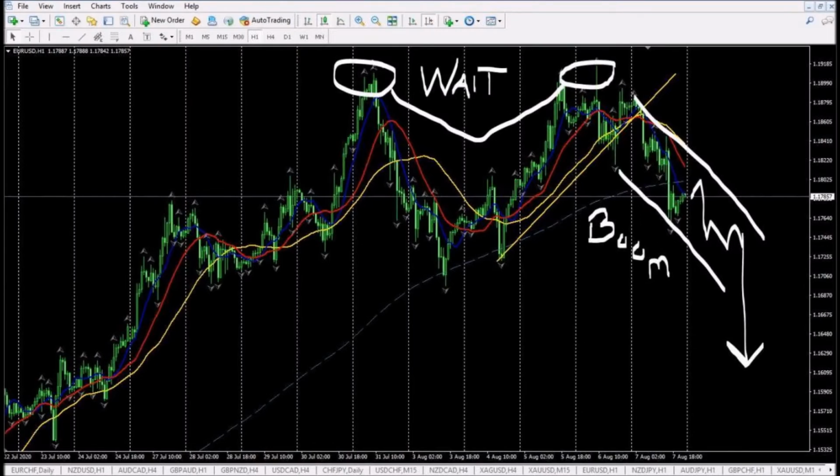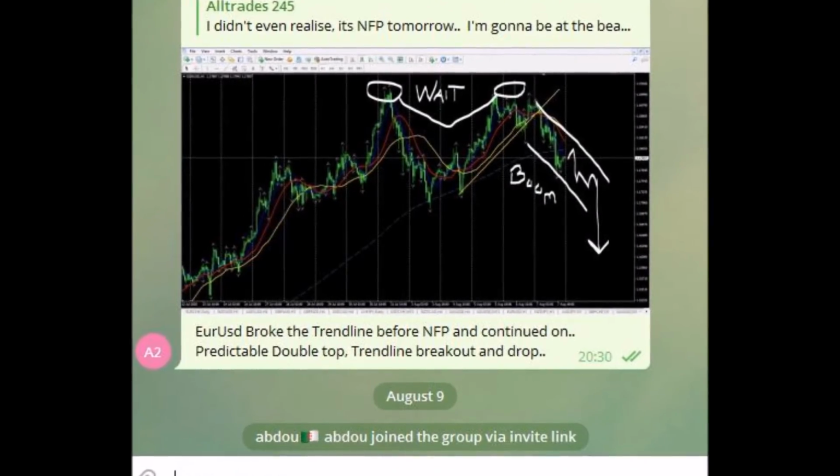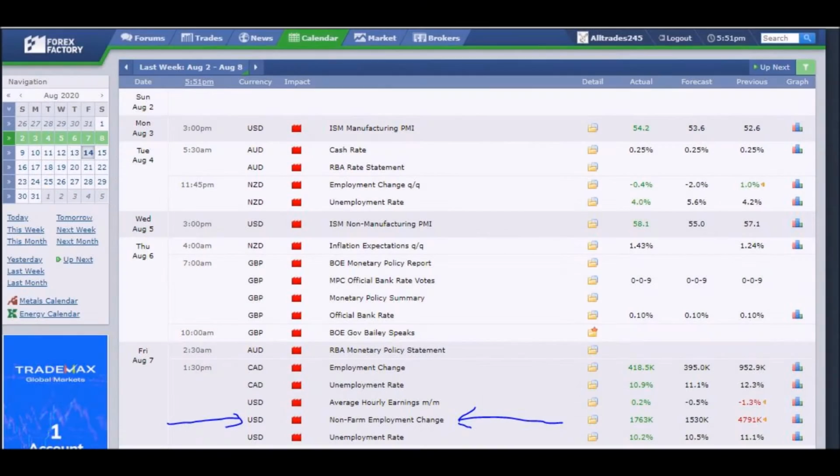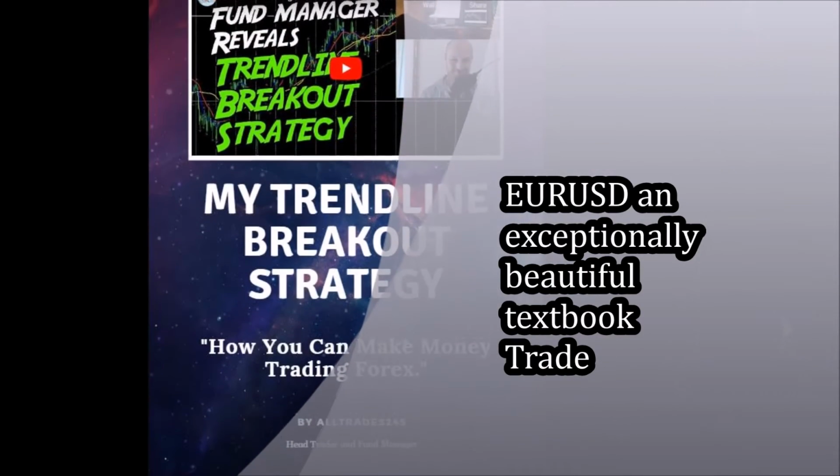Hey there, traders. This is a trade setup on the Euro US dollar. We discussed it in the Telegram trade group as Non Farm Payroll was coming the following day. Let's get through the disclaimer, put the lipstick on, and see how this exceptionally beautiful trade played out.